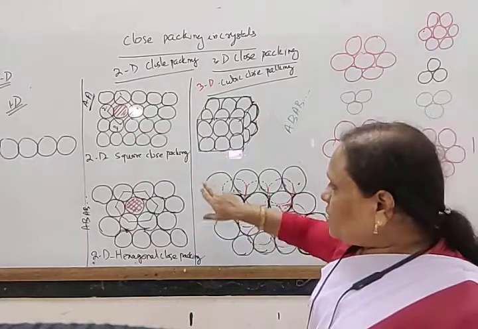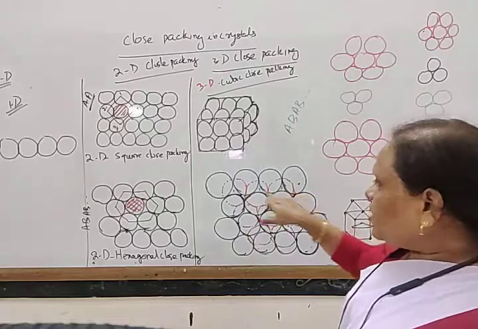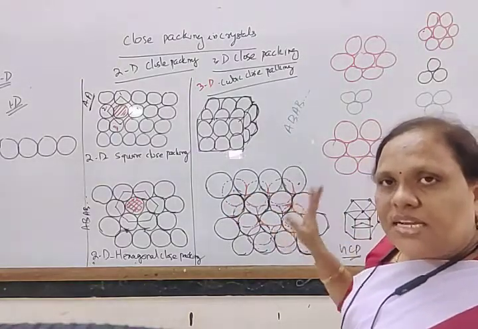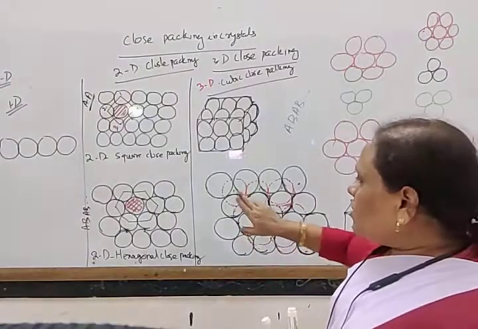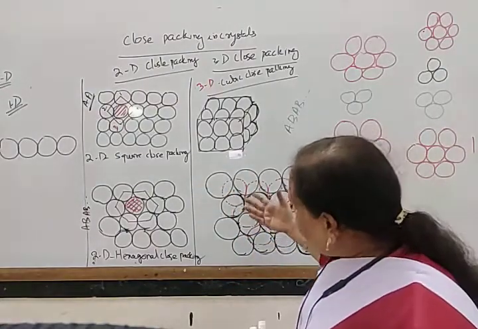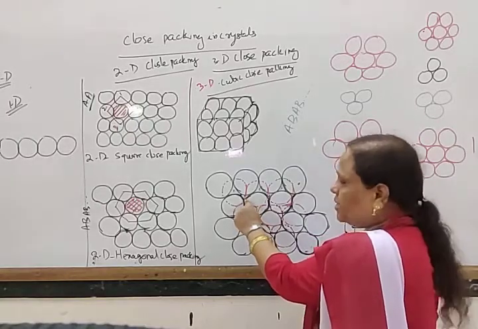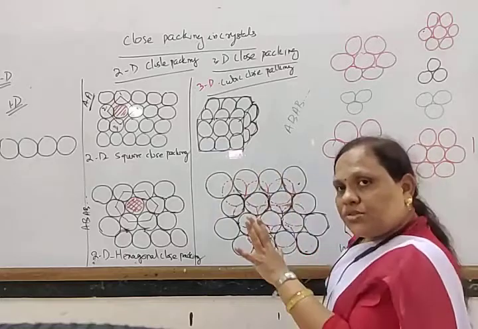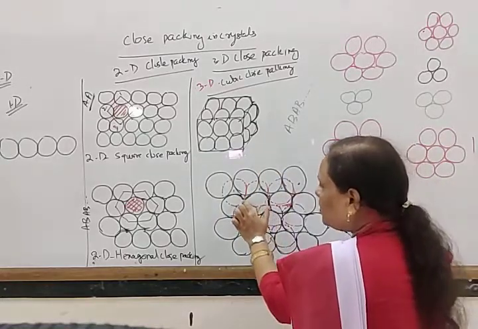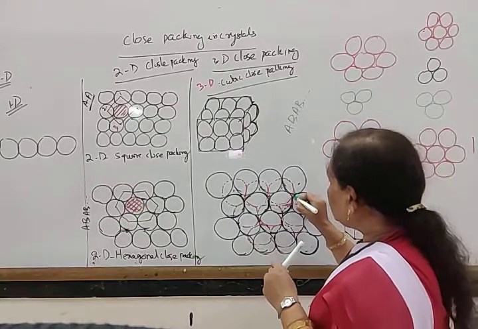So one is this type, covering the cross interstitial space. And if the third layer, the third plane of spheres, remains in such a way that it can cover the dot spaces also.